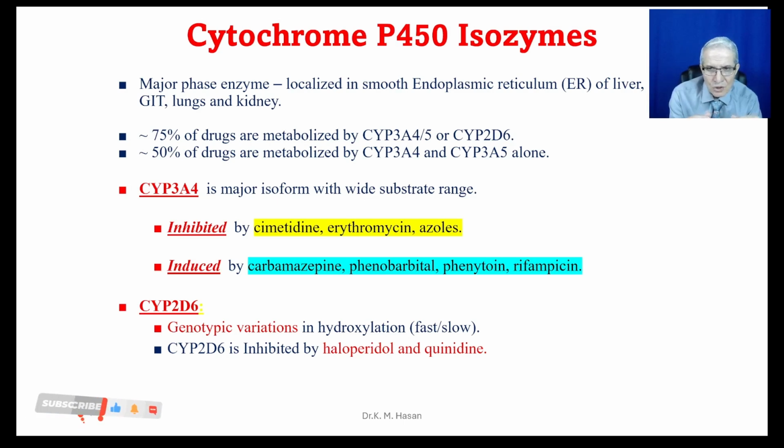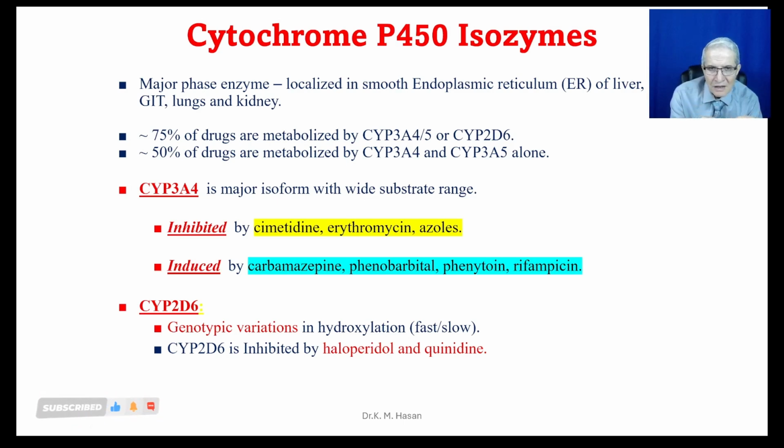3A4 is considered the major isoform with a wide substrate range, so it is the most popular one. They found this cytochrome could be inhibited by some medications such as cimetidine, erythromycin, azoles. So cytochrome 3A4 could be inhibited by cimetidine, erythromycin, azoles, or could be induced, activated, by carbamazepine, phenobarbital, phenytoin, rifampicin. Someone may ask, what are these medications for? Cimetidine is an inhibitor of 3A4.